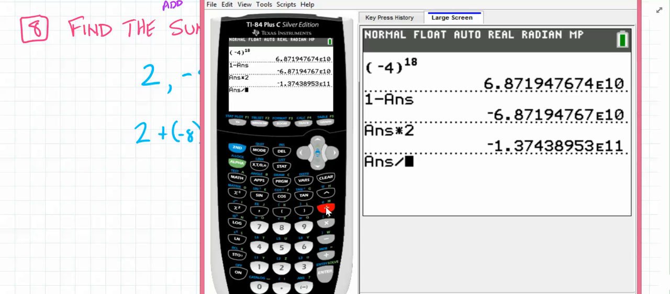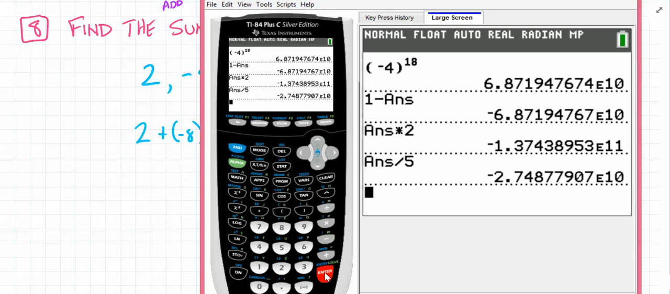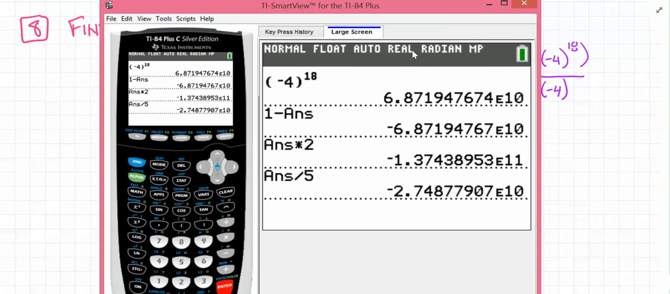Okay. Negative 2.74877 times 10 to the 10th power. That is a huge number, but it's negative. Yes. Very good.